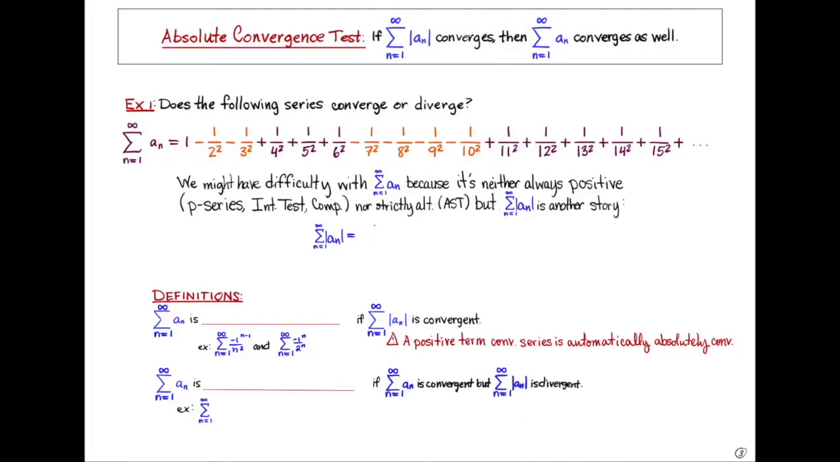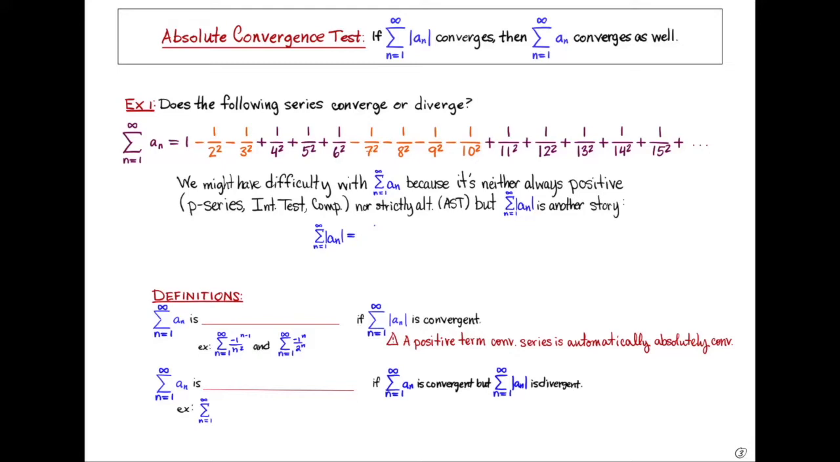For our first example, let's revisit the series from our opening slide. And we can determine now, using the absolute convergence test, whether this series converges or diverges. Now, as it's written, as we mentioned previously, we'd have difficulty determining whether it converges or diverges because it's not a p-series. We can't use the integral test or the comparison test if all of the terms are not always positive, and it's not strictly alternating, so the alternating series test would not apply either.